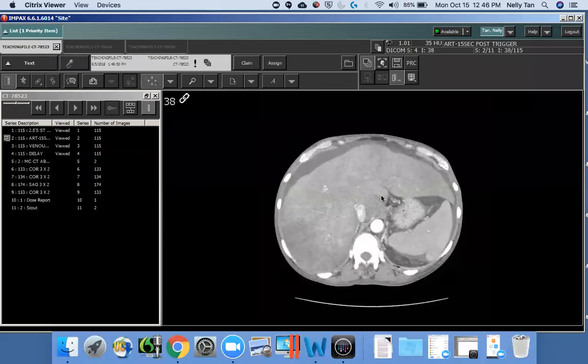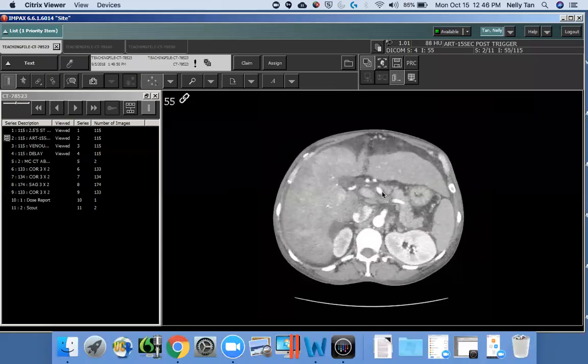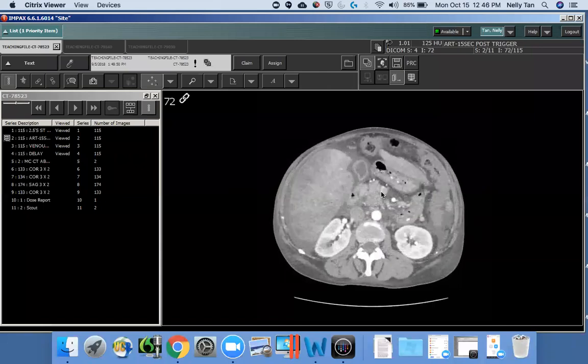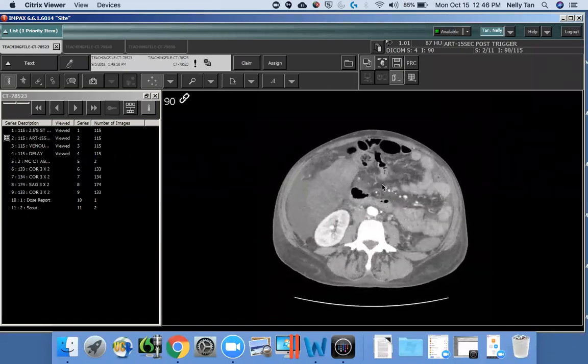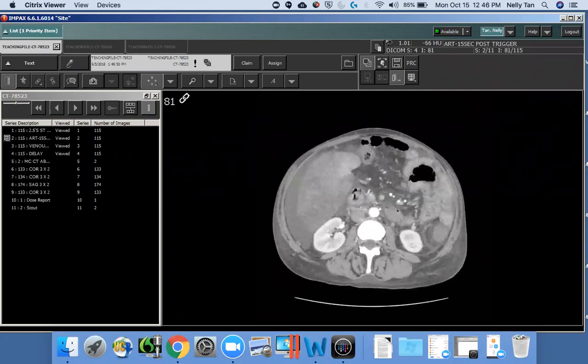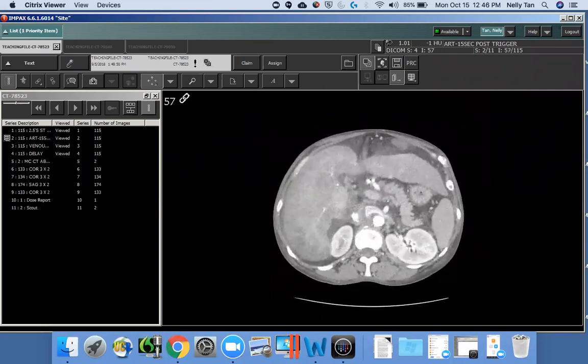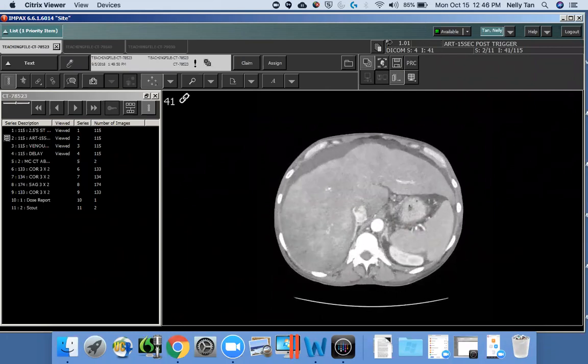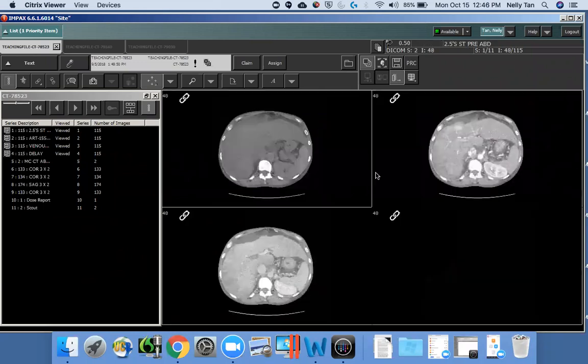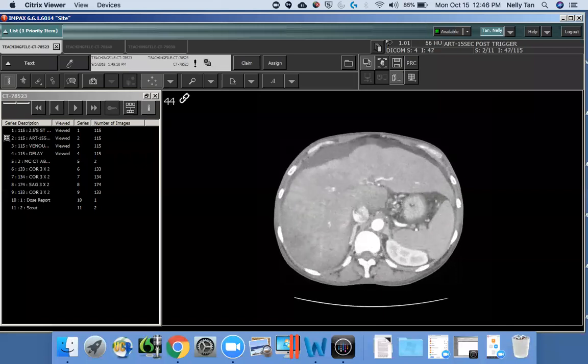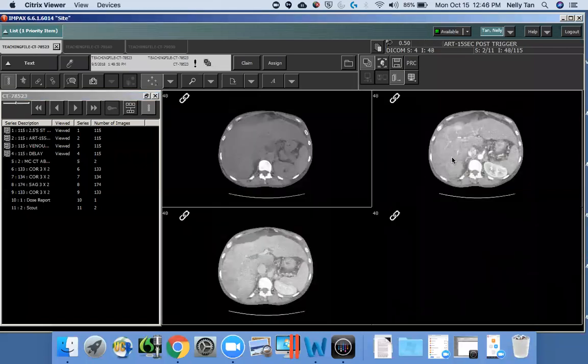Thoughts as to what anyone thinks this could be? The vessels seem to be running through it. Is it severe fat and cirrhosis? Do we have another phase? Can we put it side by side? Yeah. Oh, we're still dealing with that.